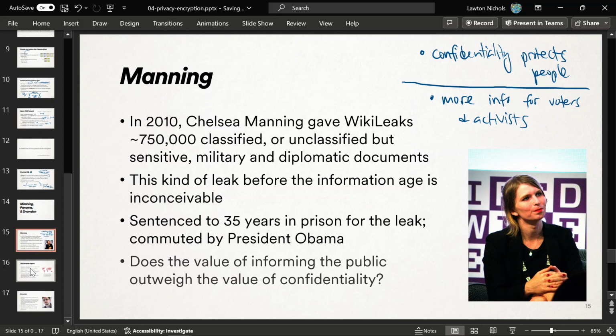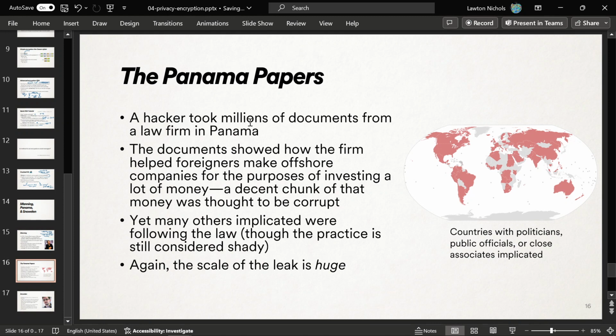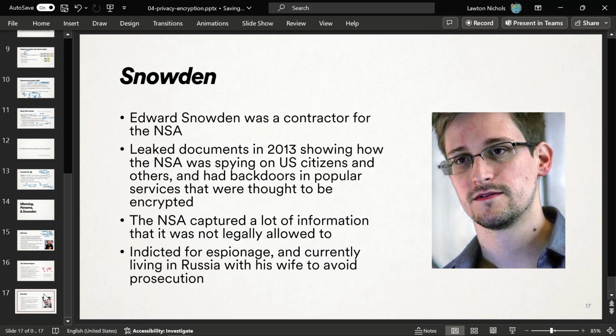Chelsea Manning. I'll have to skip over the Panama Papers. You can read about that on the Wikipedia if you like, but it's another leak having to do with financial documents this time, showing that people were doing some shady stuff.